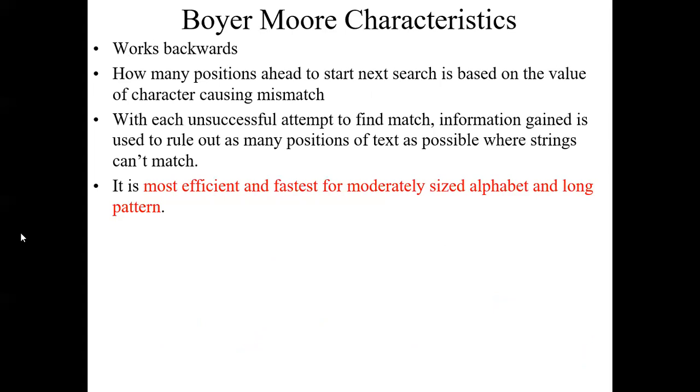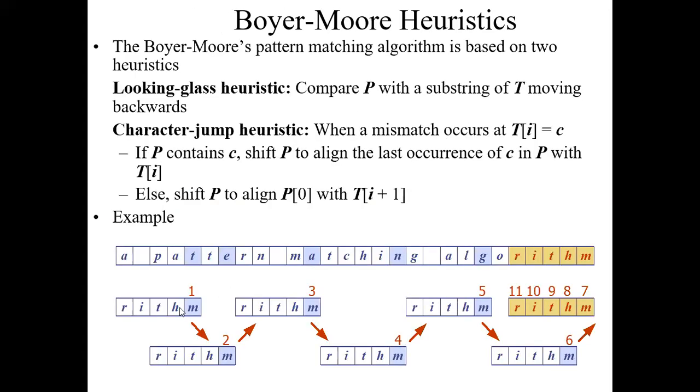After we have seen this, let us check out the properties and then the algorithm. The first thing you have to remember is that Moore works backwards. It decides how many positions ahead to start the next search, and that decision is made on the basis of the value of the character causing the mismatch. Every time we were looking at which character in the text is causing the mismatch. With each unsuccessful attempt to find a match, the information gained is used to rule out as many positions of the text as possible where the strings can't match. So we are trying to shift this pattern intelligently, not once every time, but with more intelligent shifts.